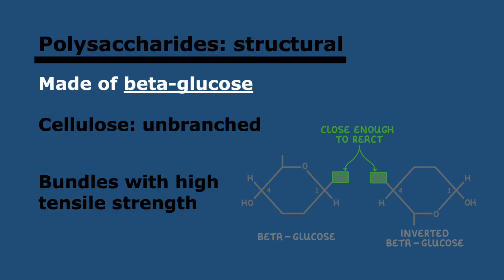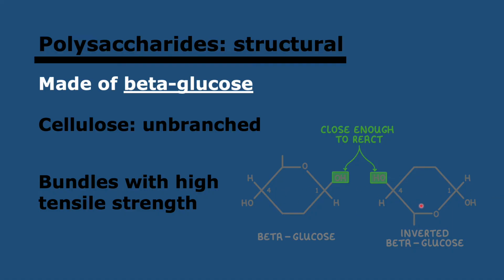But as I mentioned, polysaccharides can also be structural, and that's cellulose. So cellulose is made of beta glucoses and is unbranched, so it only has these 1 to 4 glycosidic bonds. However, because it's beta glucose, there's an interesting characteristic, and it's that every other glucose is inverted in respect to the other. So as you can see here, the oxygen is up top, whereas here it's at the bottom. So it's been inverted by 180 degrees. This is to allow the OHs to be close enough to react. And this again is because it's beta glucose and not alpha glucose.